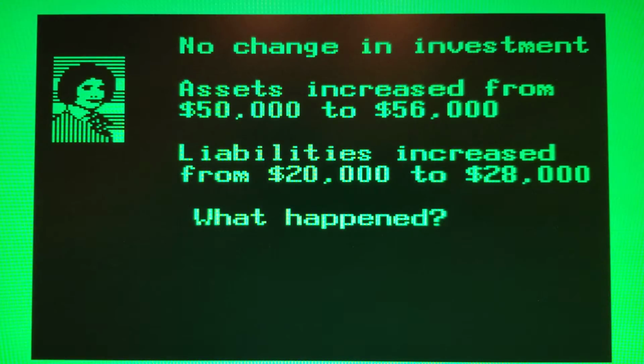If in a period with no change in owner's investment, a firm's total cash, net receivables, inventory, equipment, and other assets increased from $50,000 to $56,000, and its liabilities increased from $20,000 to $28,000, what happened?